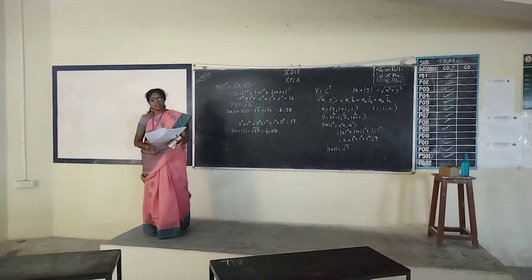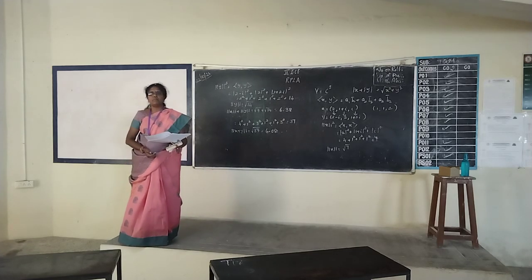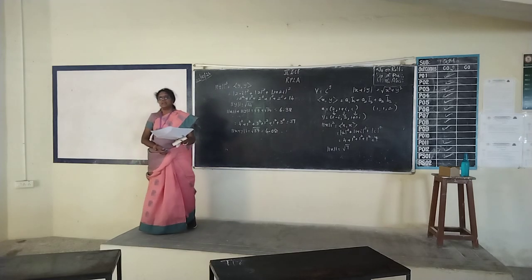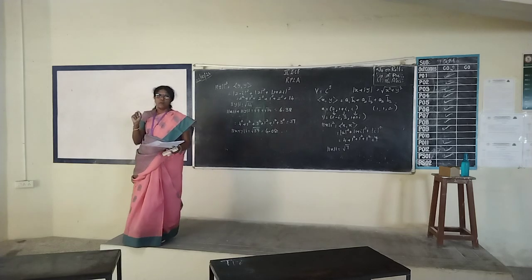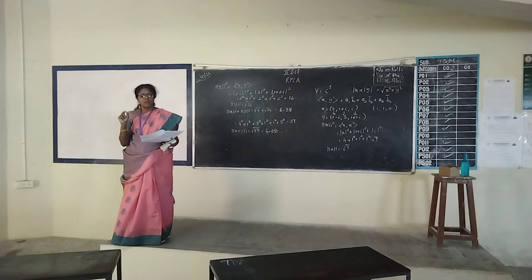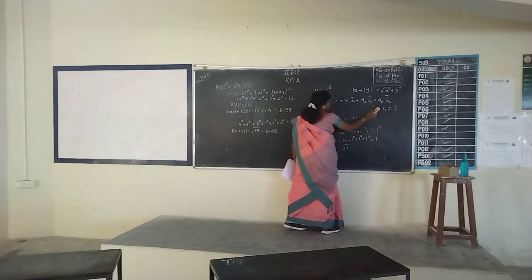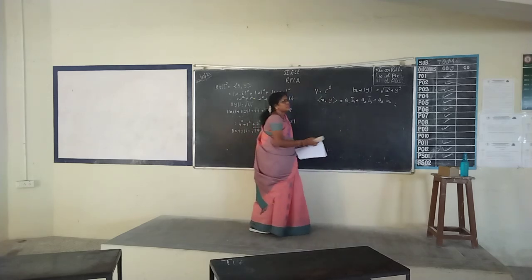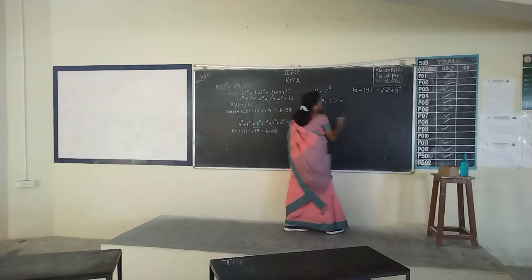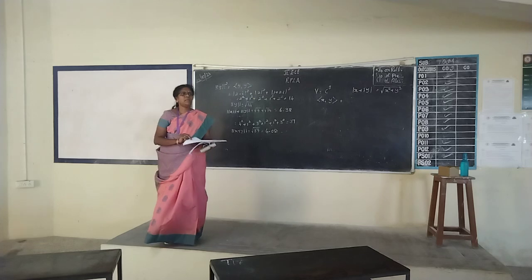Cauchy's inequality. What is the Cauchy's inequality? Modulus of the inner product of x comma y is less than or equal to norm x into norm y. Already you know what is norm x and norm y. Now find the inner product of x comma y. How do you find it? A1, B1 bar. Already it is given in the question itself.